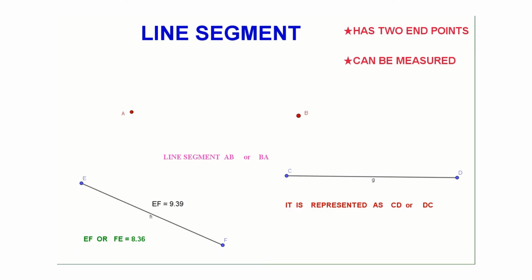Now let us consider the next fundamental aspect of geometry, a line segment. I have 2 points here, A and B. Suppose I want to go from A to B. What are the different routes I can take? Let me show you some routes.